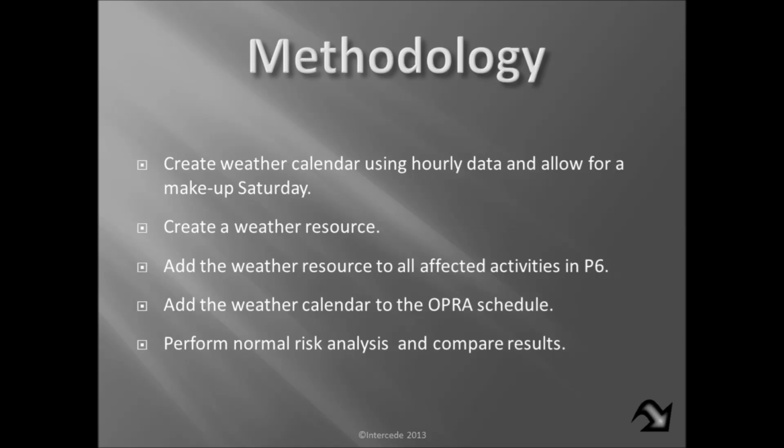And once we create the weather calendar using the hourly data, we're still going to allow for the same makeup Saturday. And then we're going to create a weather resource. Now we're not doing anything differently than what we did in the rain delay. The big difference here again is that we're actually going to try to determine the P10, the min and the max, using data analysis. So we're going to create the weather calendar, add the resource to all affected activities in P6, add the weather calendar to our risk schedule, and then perform the normal risk analysis and compare results.